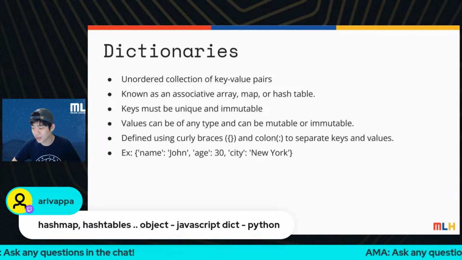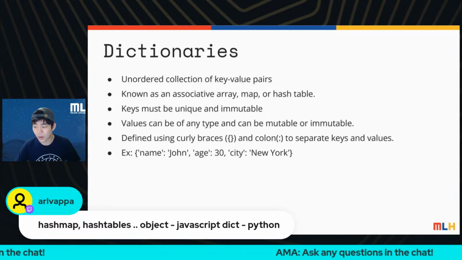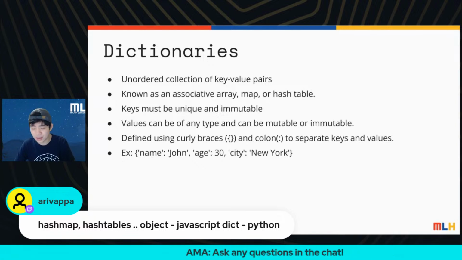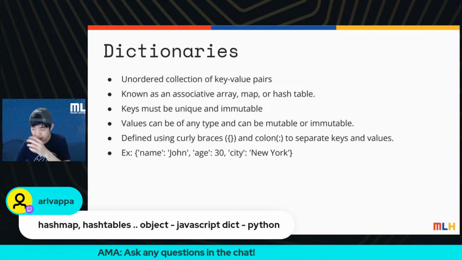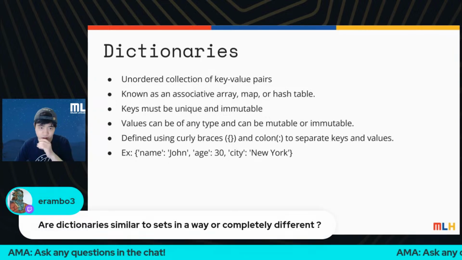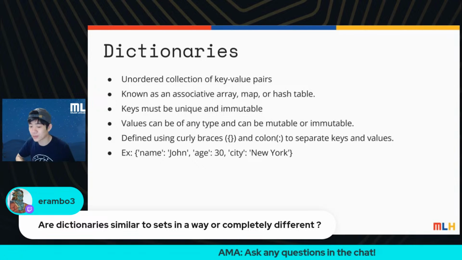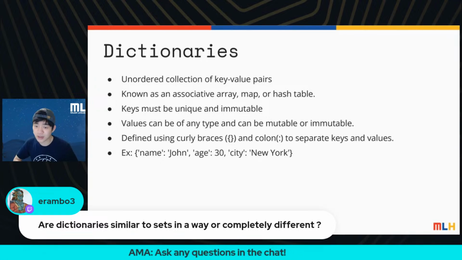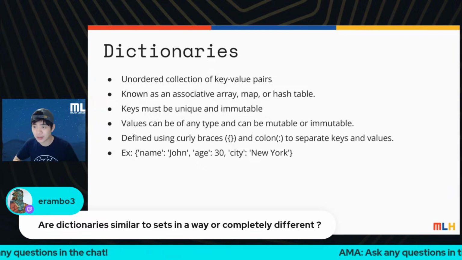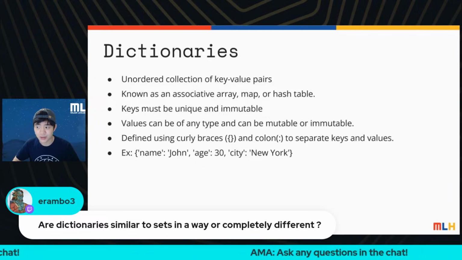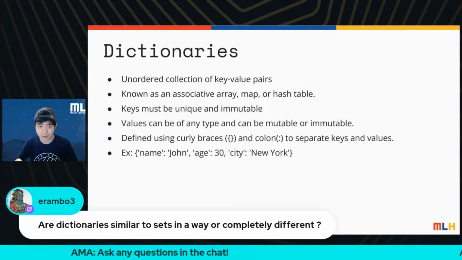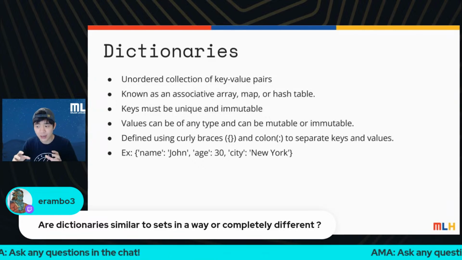But hash map, hash table, objects, yes. Other languages like Java, C, C++ have their own versions, and JavaScript has objects. Those are some ways of talking about it. We have our dictionary, similar to sets in a way, but they're completely different. Sets are not key value pairs. Sets are essentially a unique list. They're not ordered, but a set is a collection of objects where every object in there is unique, and that's it.